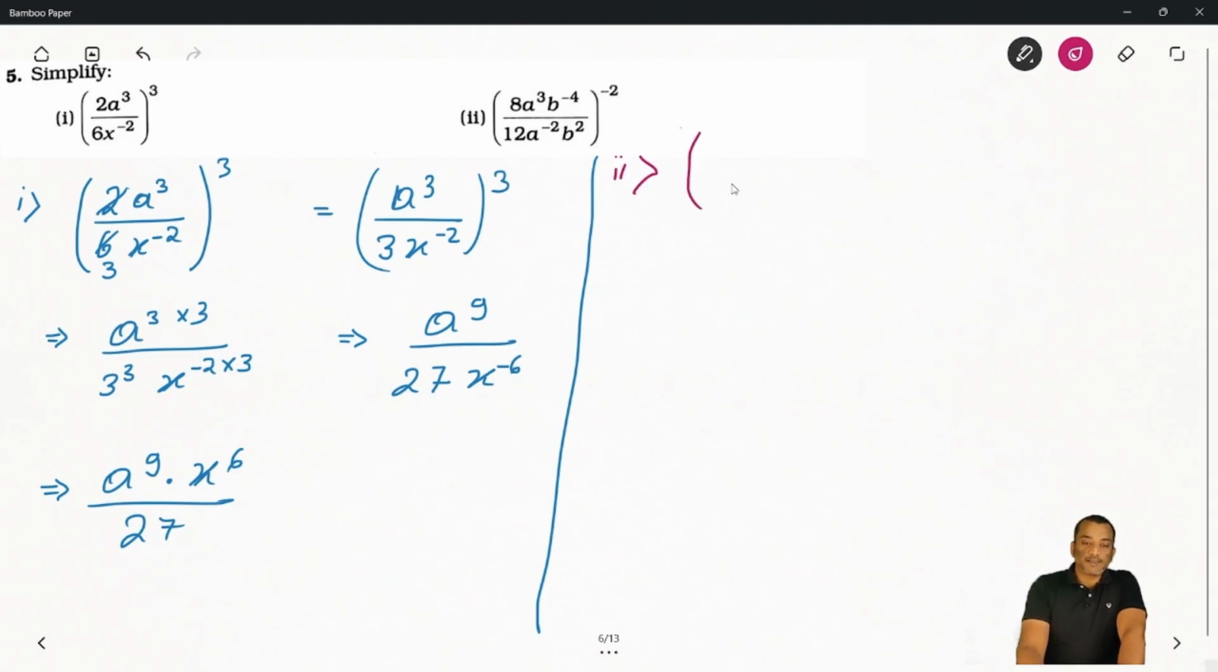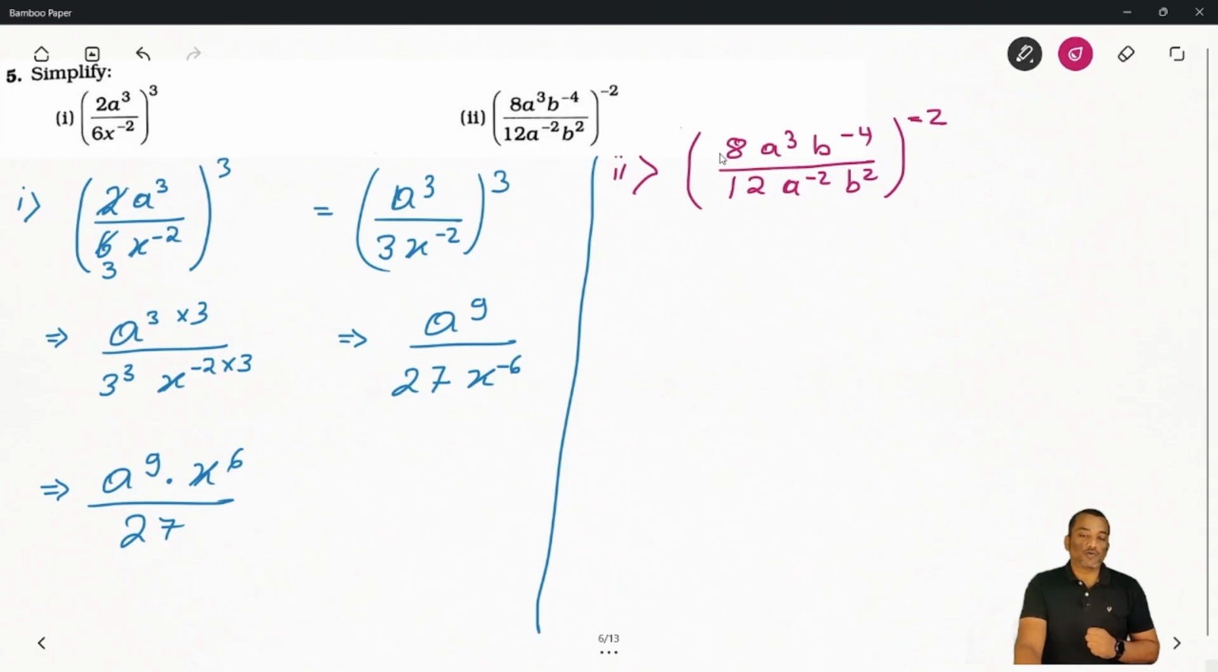So you have the question: (8a^3 b^-4 / 12 a^-2 b^2) whole to the power minus 2. First, you can cancel the coefficients: 2 and 3 by the factor of 4. So you will get (2/3) whole times a to power 3 b to power minus 4 by a to power minus 2 and b to power 2, and whole is to the power minus 2.